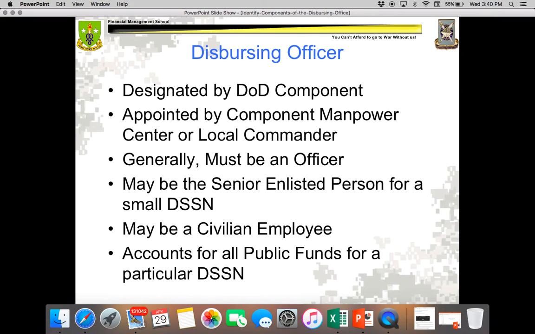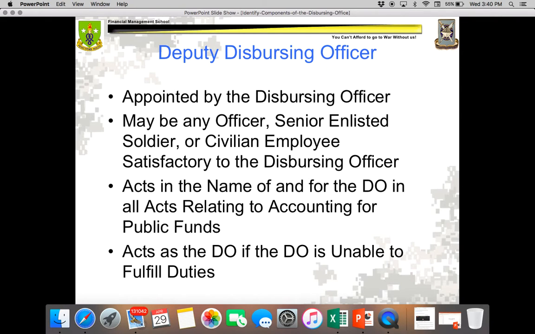So the dispersing officer, that FMSU commander, is generally going to be an officer. Sometimes it will be a senior enlisted for a smaller DSSN. It can be a civilian employee, and they account for all public funds, particular DSSN. It's usually going to be a major, or sometimes will be a senior captain. The DDO is appointed by the dispersing officer. Again, they're at the FMSU level, and they may be an officer, senior enlisted, and they act in the name and for the DO in all acts relating to accounting and public funds.